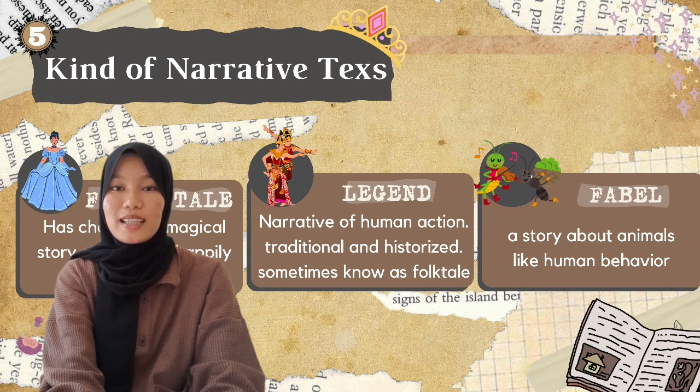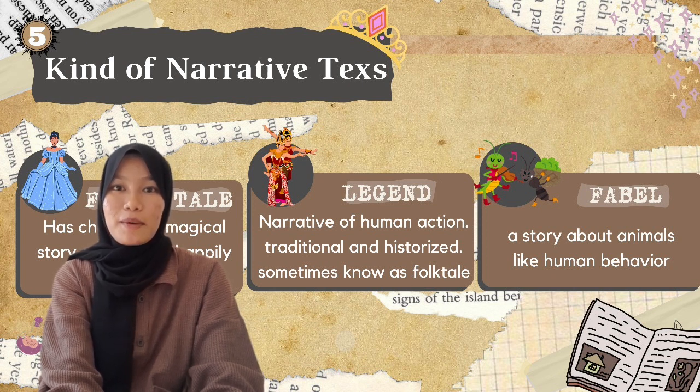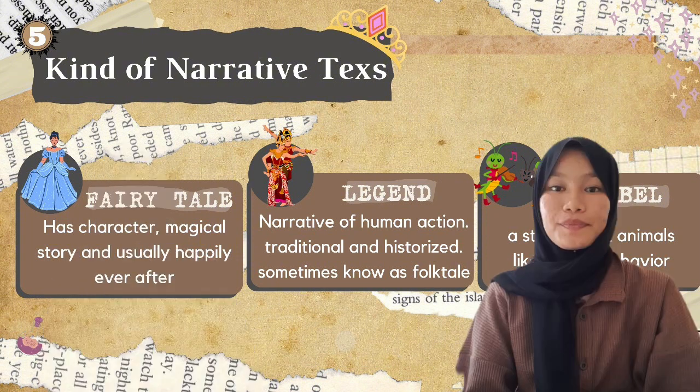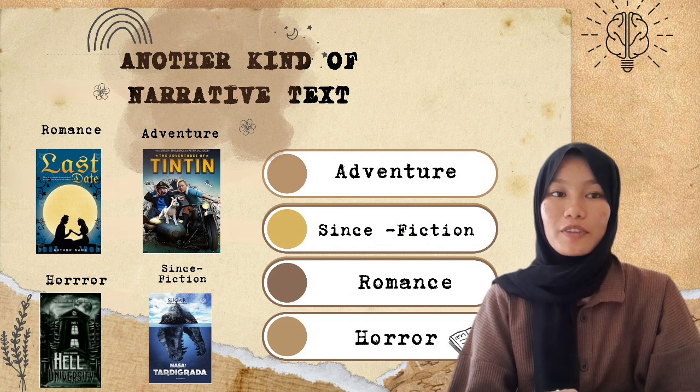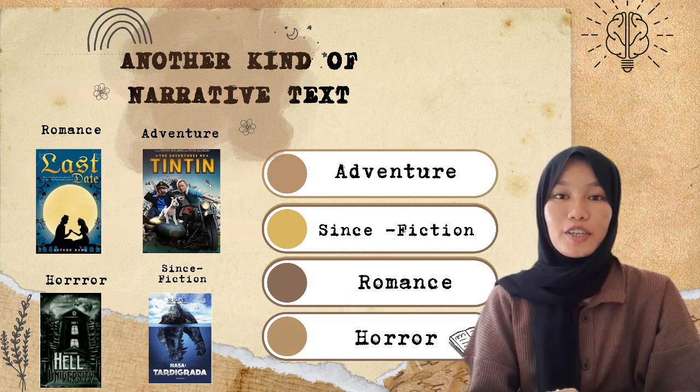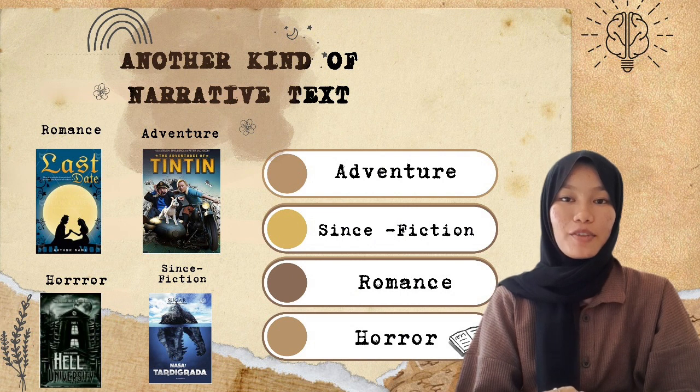The second one is legend. Legend is a narrative of human action, traditional and historical, sometimes known as folk tale. For example, the most popular legend in West Sumatra is Malin Kundang. And the third is fable. Fable is a story about animals behaving like humans. For example, the grasshopper and the ant. Other kinds of narrative text are adventure, science fiction, romance, and horror.